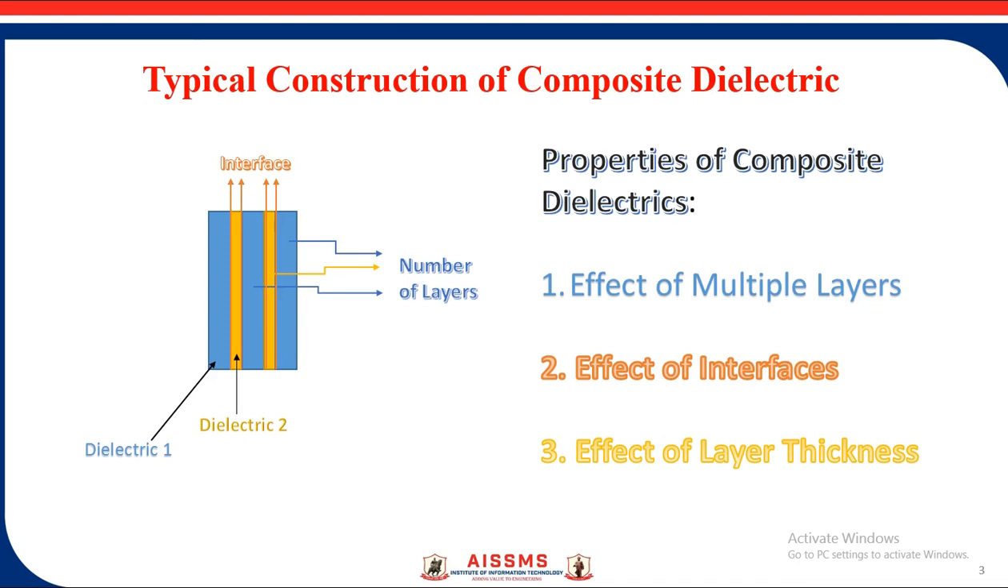The next is the effect of interfaces. The interface between two dielectric surfaces in a composite dielectric system plays an important role in determining its pre-breakdown and breakdown strengths. Discharges usually occur at the interfaces, and the magnitude of the discharge depends on the associated surface resistance and capacitance. When the surface conductivity increases, the discharge magnitude also increases, resulting in damage to the dielectric.